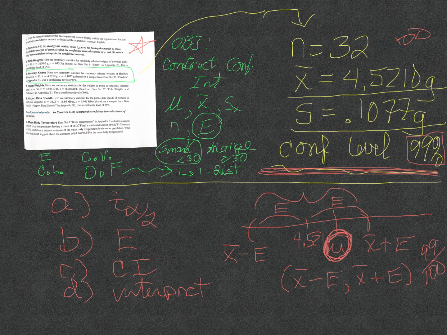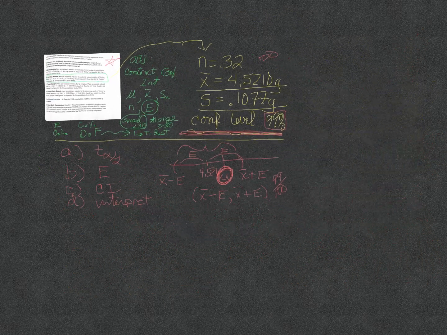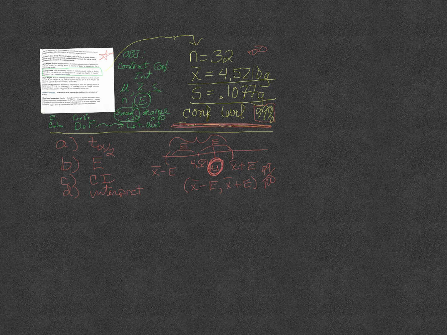So that's why I want to find the error. But in order to find the error, I have to find T sub alpha over 2. So what is T sub alpha over 2? We need to talk about that. Just like when we talked about Z sub alpha over 2 on the proportion intervals, T sub alpha over 2 is essentially a similar thing. We have a curve. In this case, it's a T curve, which looks like a normal curve. They're also bell-shaped. It looks like this.